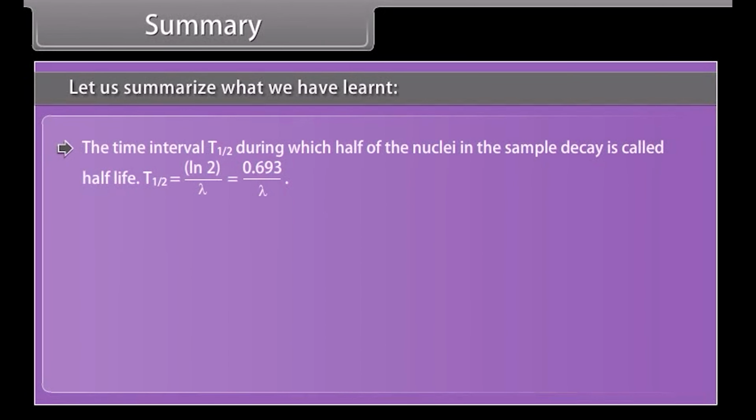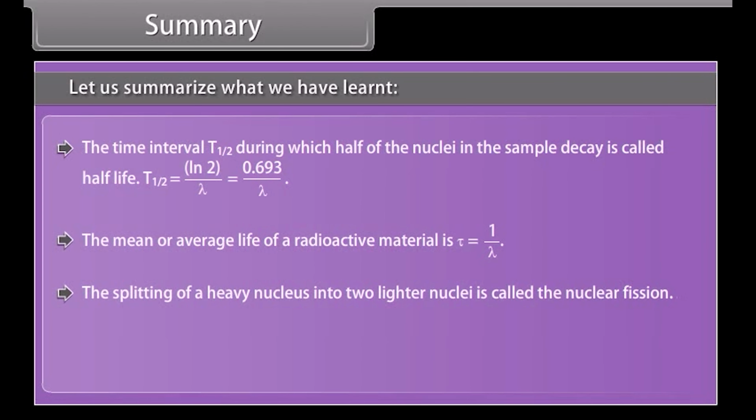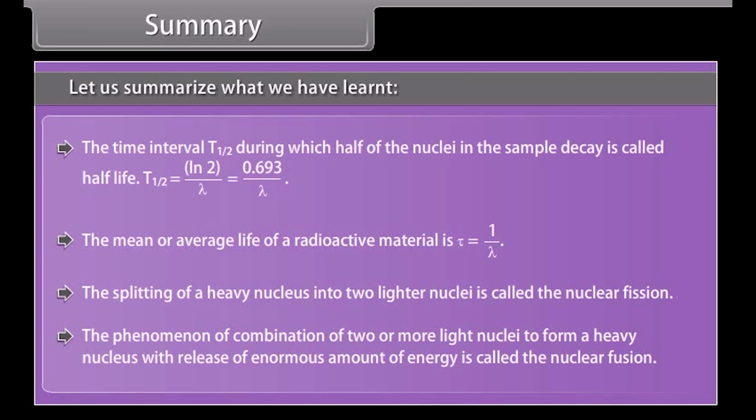The time interval t-half, during which half of the nuclei in the sample decay, is called half-life. The mean or average life of a radioactive material is also defined. The splitting of a heavy nucleus into two lighter nuclei is called nuclear fission. The phenomenon of combination of two or more light nuclei to form a heavy nucleus with release of enormous amount of energy is called nuclear fusion.